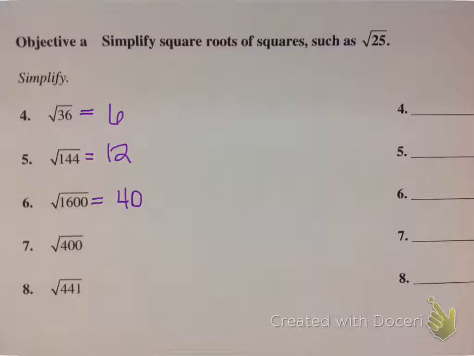And if you're not sure, you can use the square root button in your calculator and it will calculate them for you. The square root of 400 would be 20. And the square root of 441 is 21.